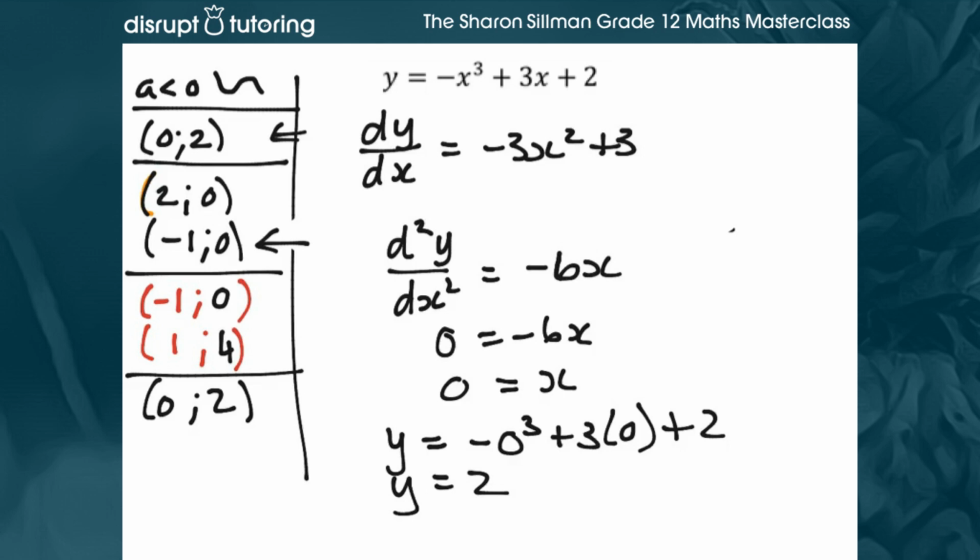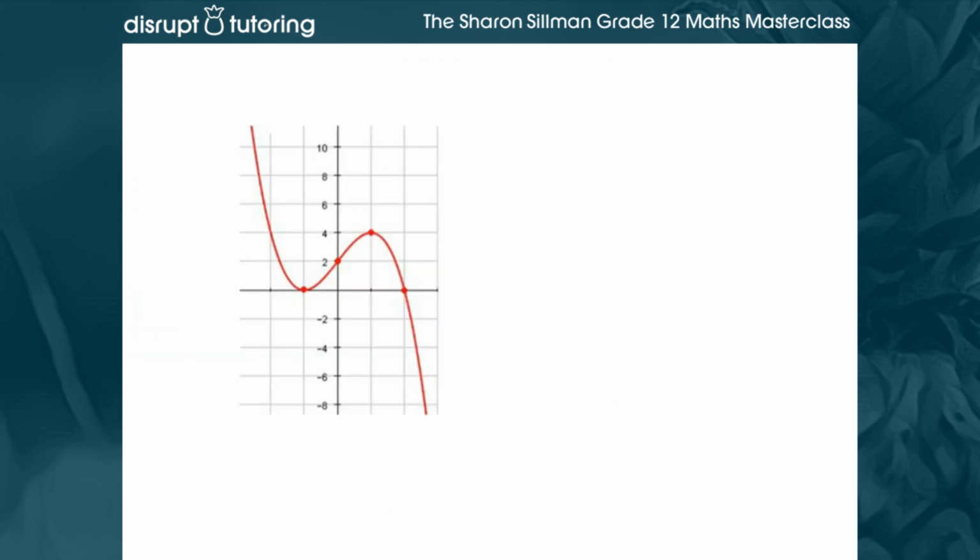So we're now going to plot this. I have the diagram again for you. There are your 2 x-intercepts. Remember, one of them happens to also be a turning point. There's the other turning point. There's the y-intercept and the point of inflection.